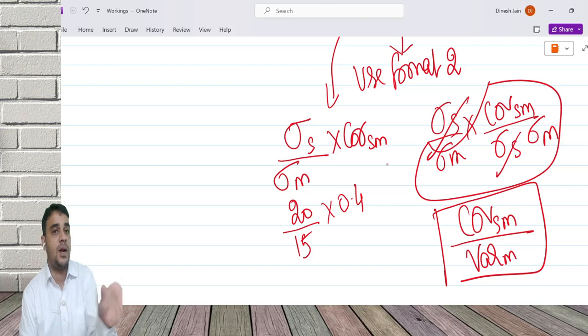The real formula is formula 2 only, okay? Formula 3 is derived from formula 2. Why are we deriving? Because in many questions I'll use this.